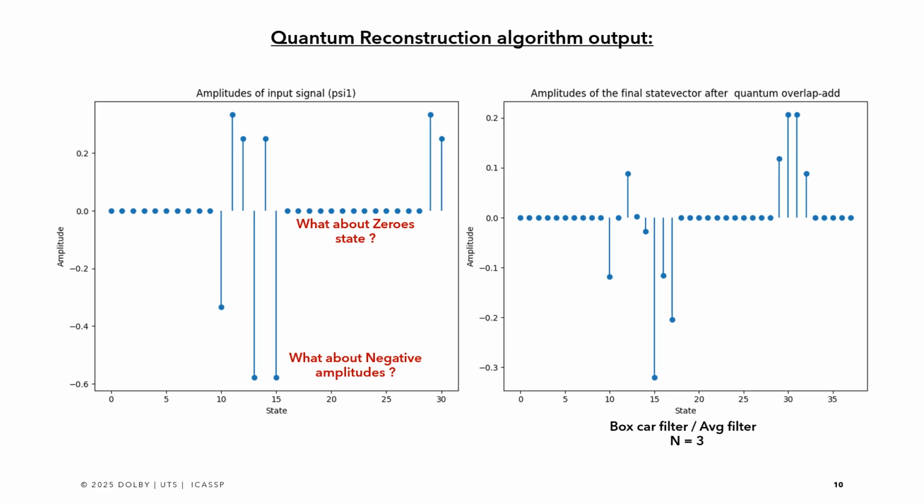Two questions we need to address. What about zero state? Given that we can't have a zero state because of the L2 normalization condition, we simply ignore them and we have to classically process them. And what about negative amplitudes? To address that, again, we have the option of just using a DC offset.